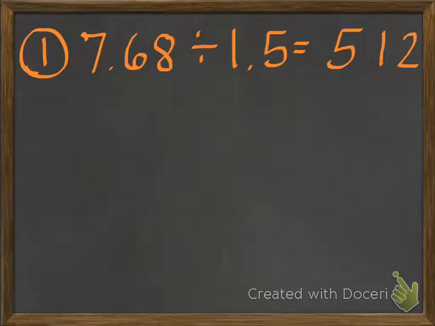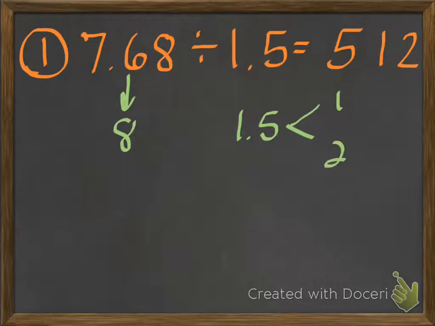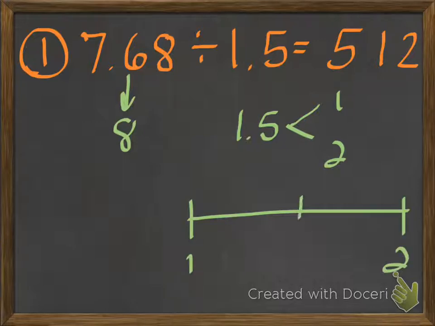7.68 is actually closer to 8 than it is to 7, so I'm going to round that up a little bit. And we've got 1.5. I know that 1.5 is right in between 1 and 2 on the number line. Sorry, that's kind of a strange thing to draw. So I've got the number 1, I've got the number 2, and 1.5 would go right there.